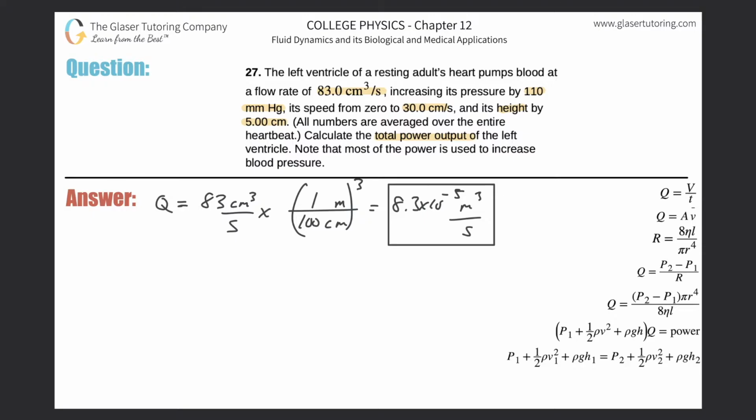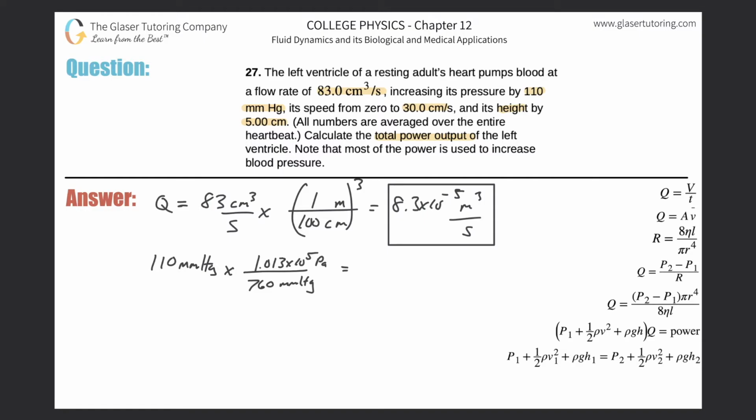Okay, now that's good. The next thing is it says it increases its pressure by 110 millimeters of mercury. So first of all, we need pressure in terms of Pascal, right? So that's going to be the first thing. So how do we convert millimeters of mercury into Pascal? You can remember the conversion. There's a whole bunch of ways to do it. But let's just do this. 110 millimeters of mercury, and for every 760 millimeters of mercury, there are 1.013 times 10 to the 5 pascals.